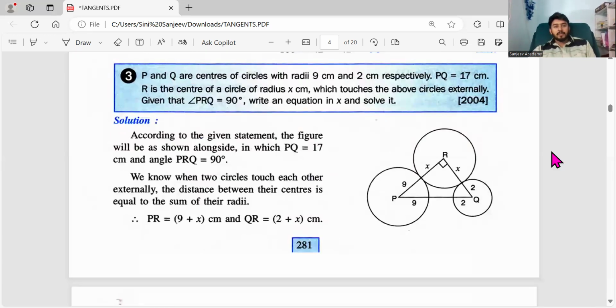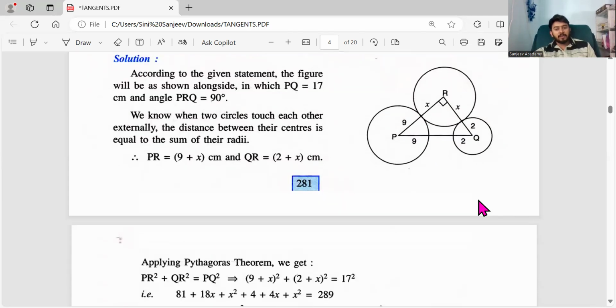And the next question here. P and Q are centers of the circles with radius 9 centimeter and 2 centimeter, and PQ is 17 centimeter. R is center of a circle of radius x centimeter, which touches the above circles externally. Given that PRQ is equal to 90 degree, form the equation in x and solve it. So they given everything. If this is 9, this is 9, this is 2, this is 2, correct? So what is my PR? 9 plus x. First thing is, and what is my QR? 2 plus x.